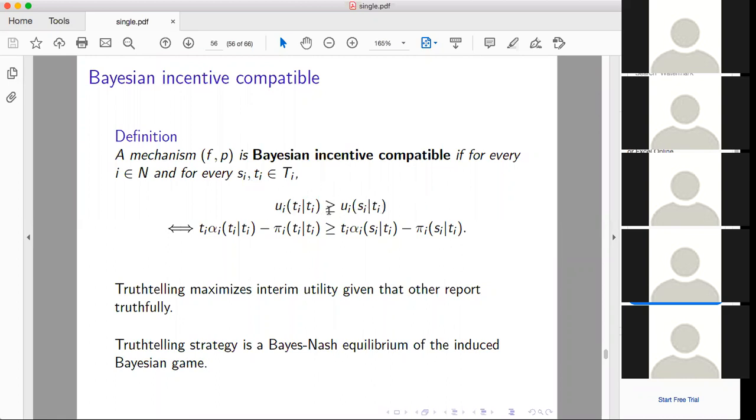And if you disentangle this U_i term, it basically says that this interim utility is greater than the lying interim utility. So truth telling maximizes interim utility given that others report truthfully. That's basically it. In other words, the truth telling strategy is a Bayes-Nash equilibrium of the induced Bayesian game.